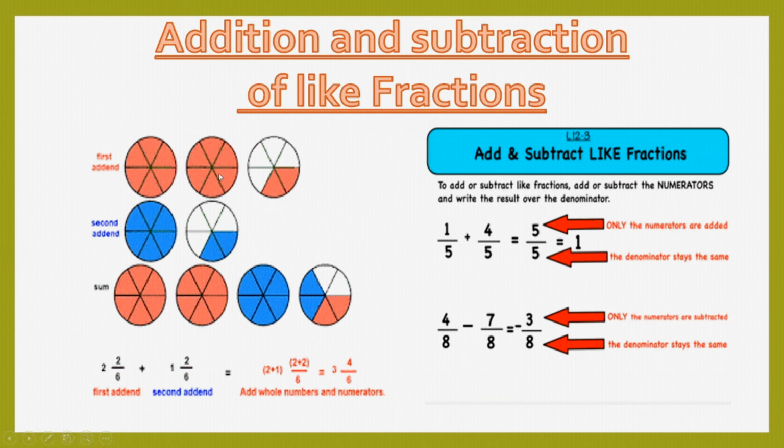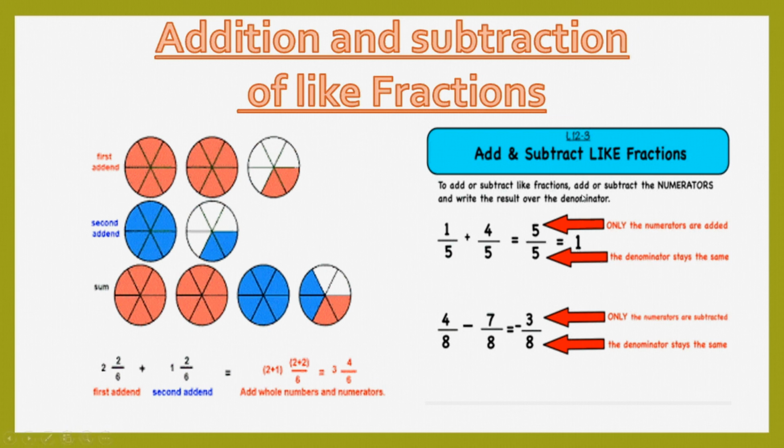Let us see how we can add mixed fractions here. This one is 2 full parts. So 2, and out of 6 parts, 2 parts are shaded. So it is 2 by 6. And this is 1 and 2 by 6. If we add these two, 2 full parts plus 1 full part is equal to 3 full parts, and 2 by 6 plus 2 by 6 is equal to 4 by 6. So the answer is 3 and 4 by 6.